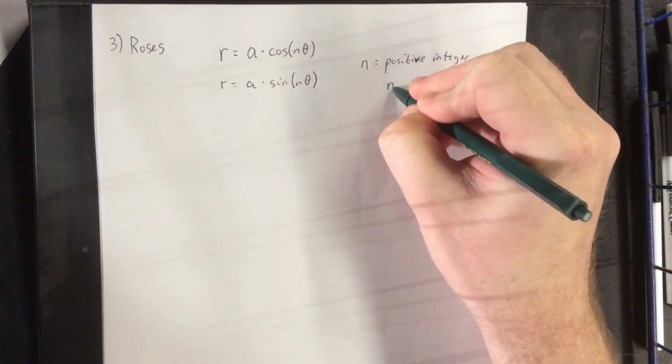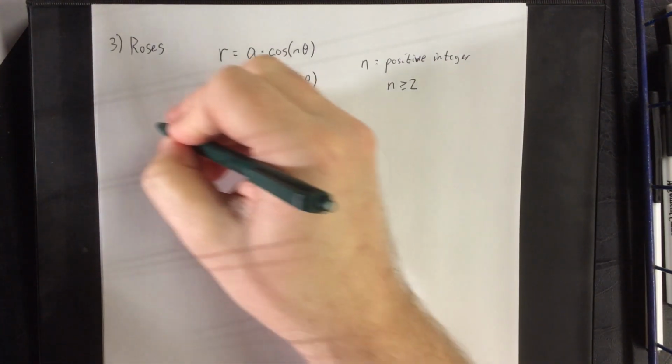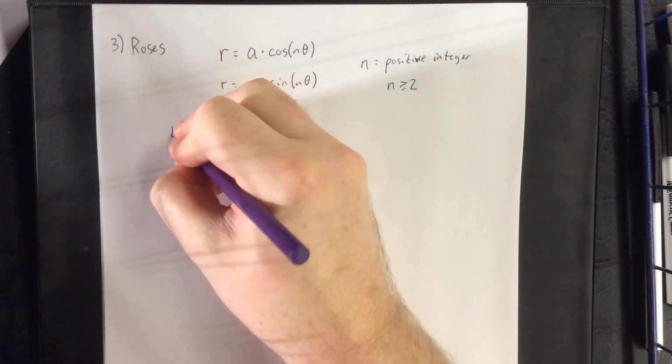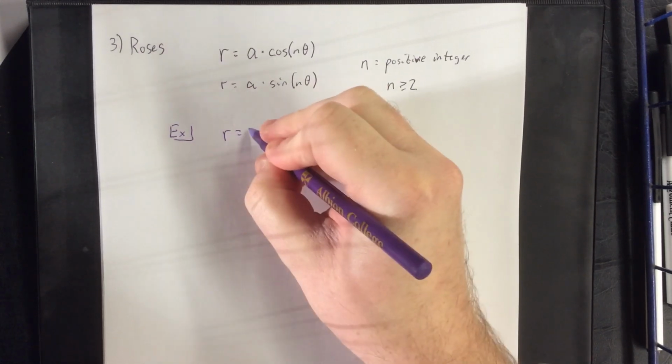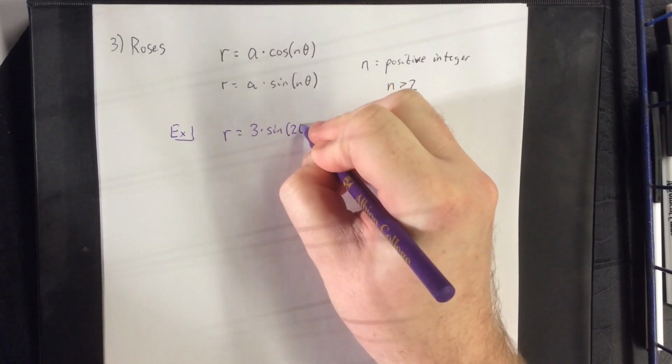And generally, we only consider the cases of n being greater than or equal to 2. Otherwise, these things would be considered circles. So an example of a rose would be something like r is equal to 3 times the sine of 2 theta.